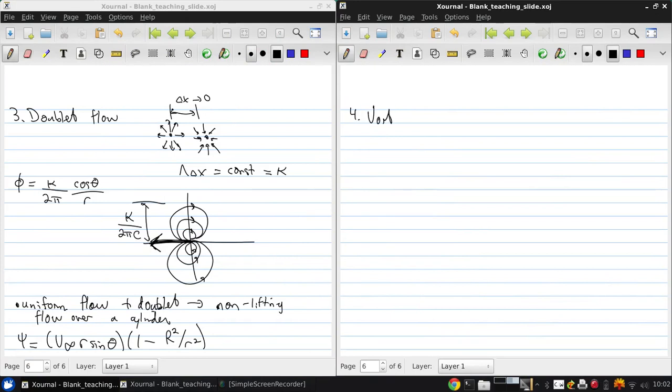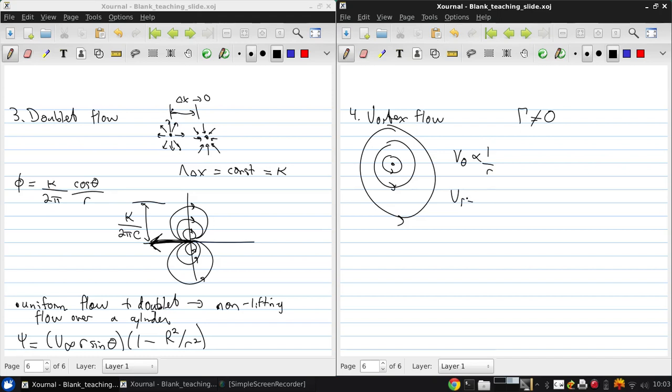The fourth flow of interest is vortex flow. Finally, here, we have a case with non-zero circulation. Essentially, the flow field consists of concentric circles around a given point. So that V theta is proportional to 1 over r, while V r is 0. The circulation is positive if the rotation is clockwise. So the velocity potential here is negative gamma over 2 pi theta, and the stream function is gamma over 2 pi ln r.